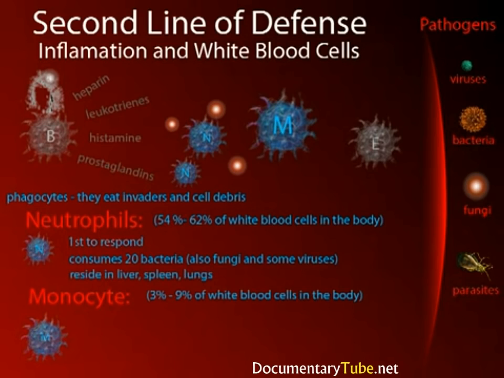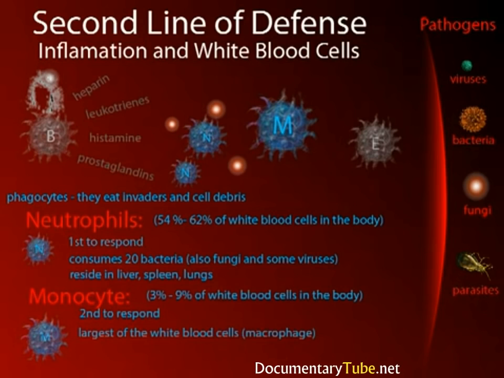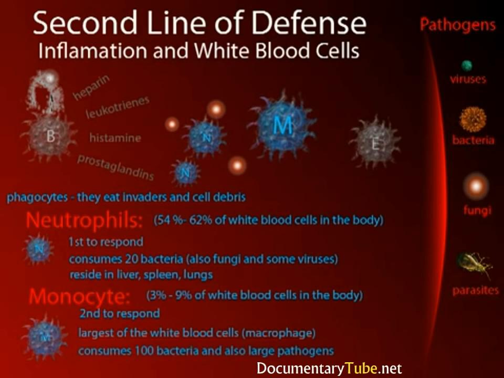They hang out in the liver, spleen, and lungs until needed. The next to respond are the monocytes. These are the larger phagocytotic white blood cells, the big eaters. Once they enter the tissues, they are called macrophages. These big boys can consume about 100 bacteria in their lifespan. They also tackle the really large pathogens, such as parasites. These white blood cells will hang out in the tissues, near vessel walls, and around the lymphatic vessels.